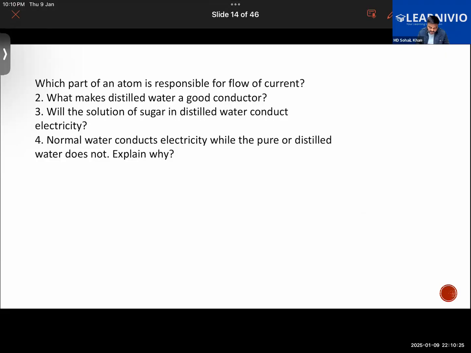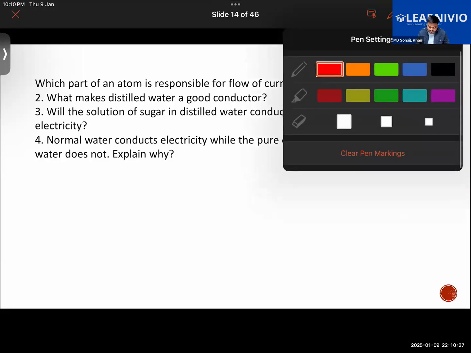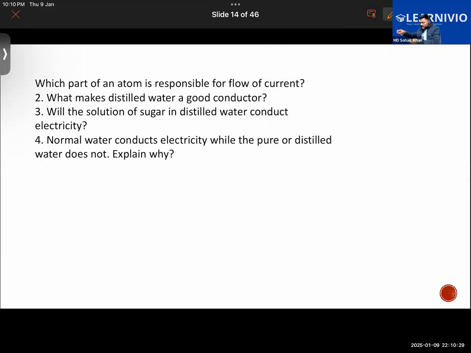Okay, answer these questions quickly. Everyone has to answer. Where did Vaiga go? Okay. Which part of an atom is responsible for the flow of current? Is it the proton, electron, or the neutron? Electron. Okay.